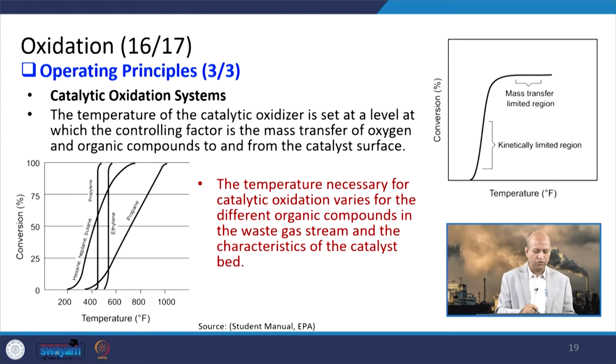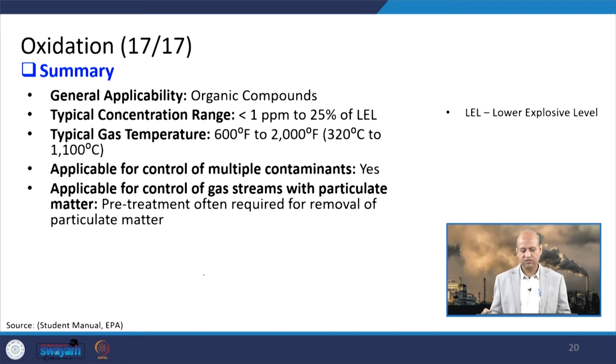When we see the operating principles, in the catalytic oxidation systems, the temperature of the catalytic oxidizer is set at a level at which the controlling factor is the mass transfer of oxygen and organic compounds to and from the catalytic surface. We have to remember the temperature necessary for catalytic oxidation varies for the different organic compounds in the waste gas stream and the characteristics of the catalytic bed. So, depending upon the gas which we want to oxidize, its temperature and other properties, we have to keep those things in mind.